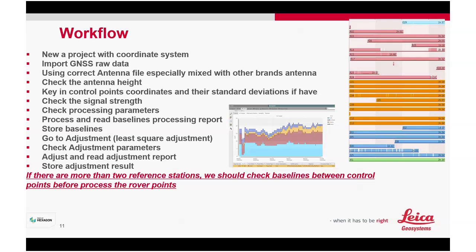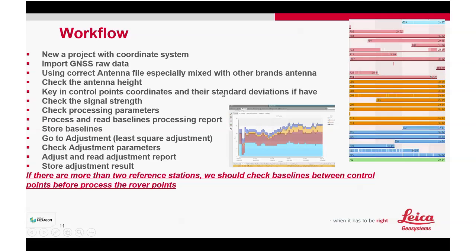Okay, this is a very quick workflow when we're doing GNSS processing. So I will just go through quickly. Of course we need a new project with the coordinate system, and then we import the GNSS raw data. We need to make sure we are using the correct antenna file, especially when you mix different brands of antenna. And then we need to make sure the antenna heights are correct. Then we key in the control point coordinates.